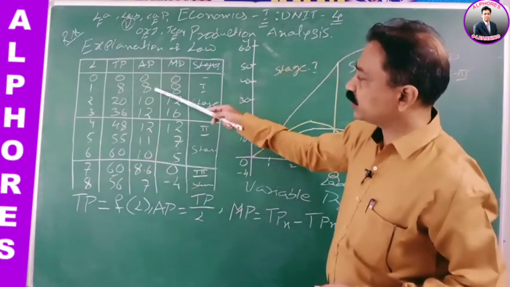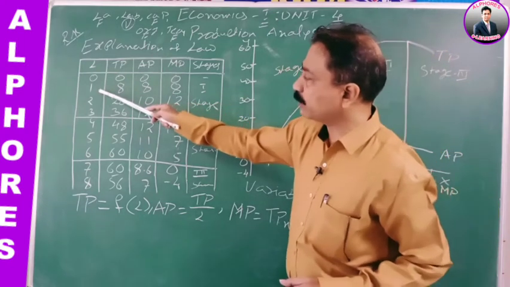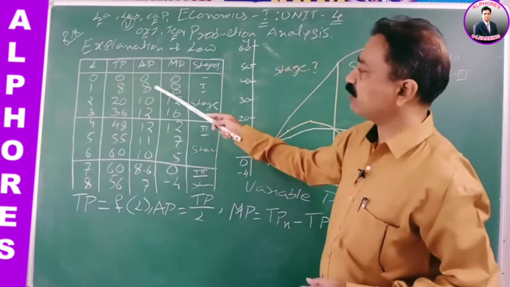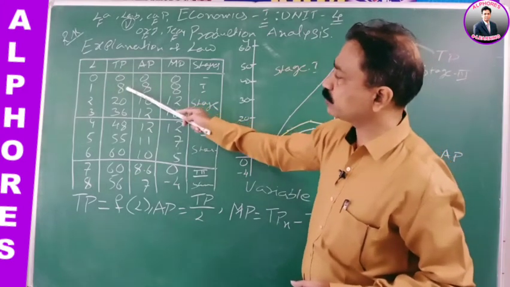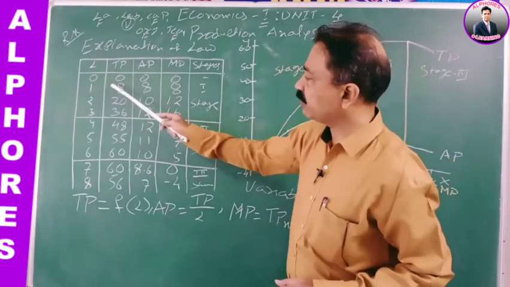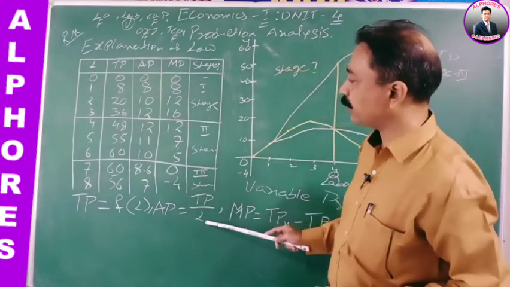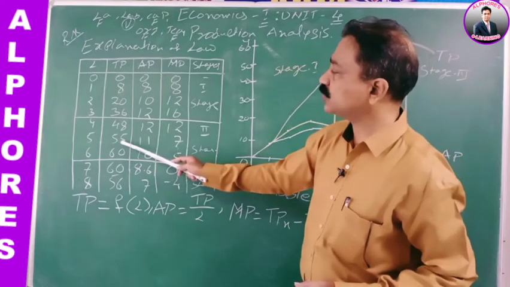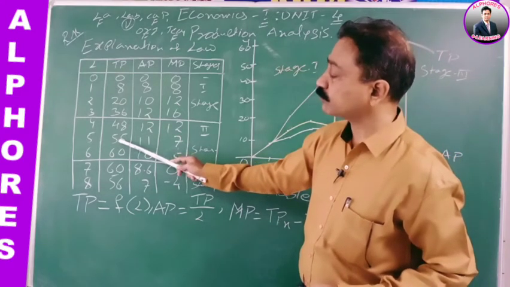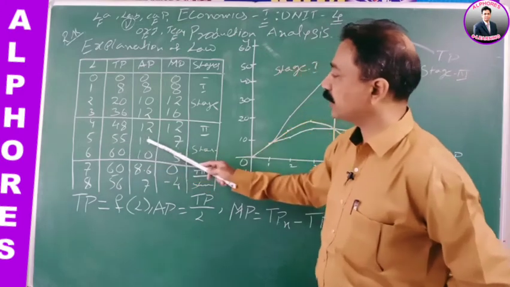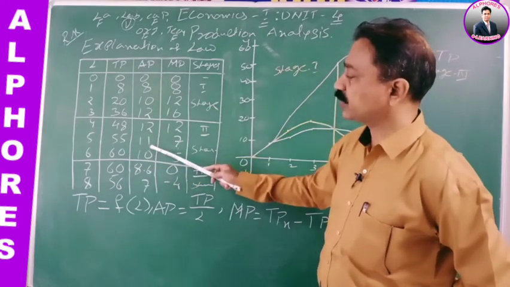What is the average product here? 8. How much is the labor? 1. 8 divided by 1, that is average product. Total product is 8, labor is 1, TP divided by L, you will get AP. AP is equal to TP by L. Here, how much is the total product? 55. How much is the labor? 5. 55 divided by 5, you will get 11 average product.